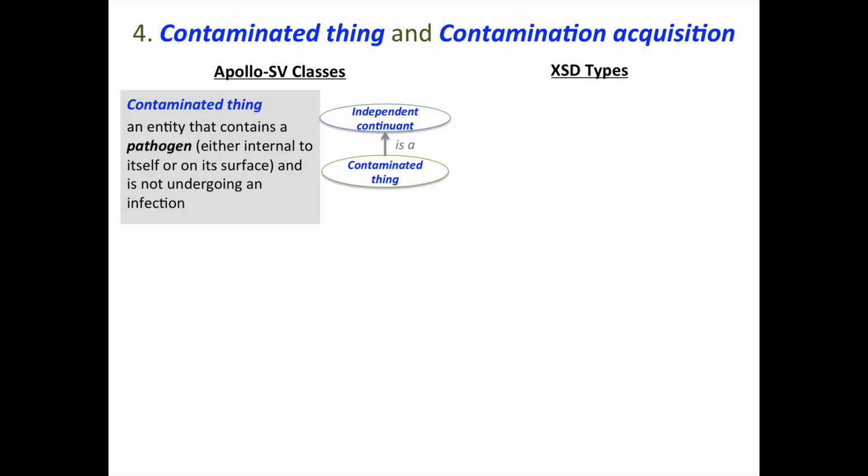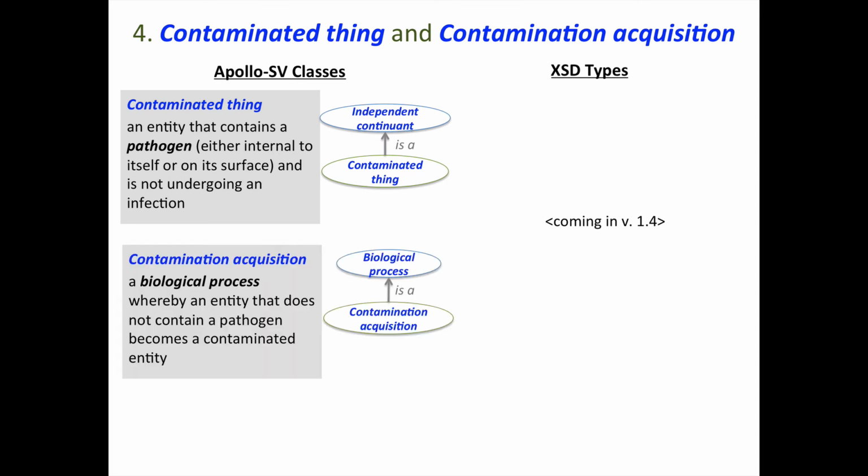Apollo SV defines a contaminated thing as an entity that contains a pathogen, either internal to itself or on its surface, that is not undergoing an infection. A corresponding type will be in version 1.4 of the XSD. Contamination acquisition is a biological process in which an entity that does not contain a pathogen becomes a contaminated entity.